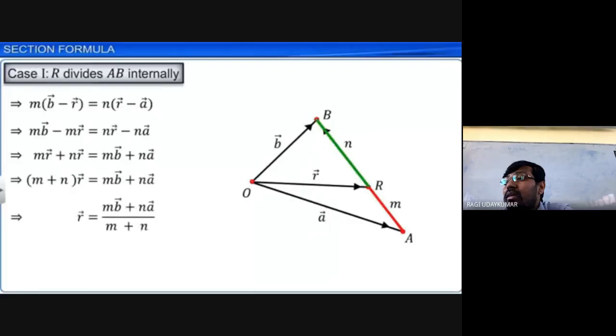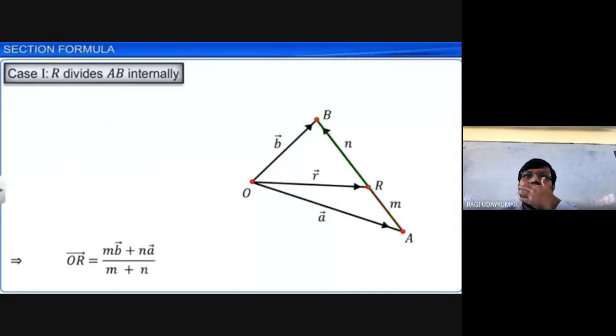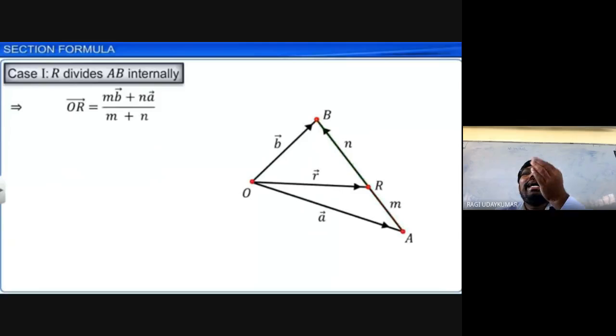Just like the internally dividing section formula, mx2 plus nx1 by M plus N. Like that, the second vector is B bar and the first vector is A bar. So it is M into the second vector plus N into the first vector by M plus N. In the same way, for the externally dividing case, a minus comes.